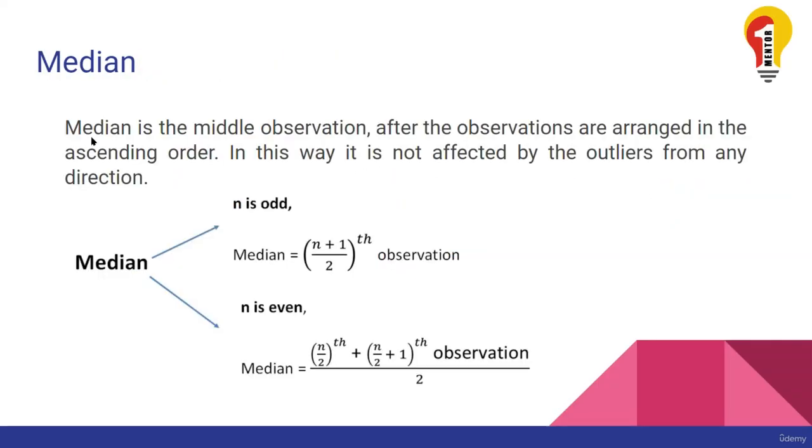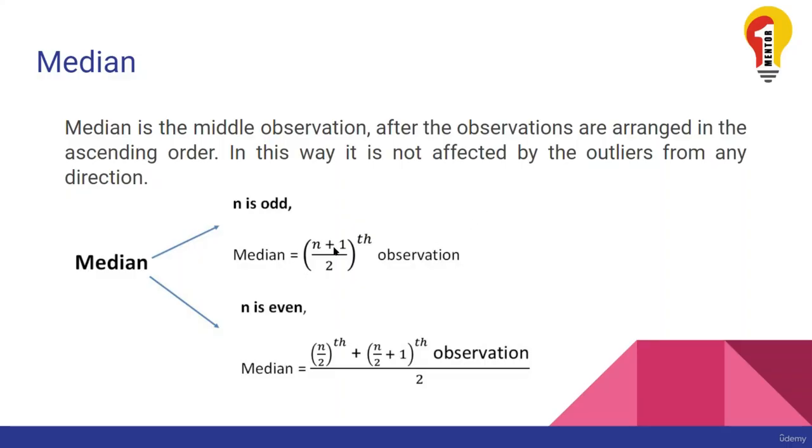So let's look at the definition before going into the formulas. Median is the middle observation after the observations are arranged in ascending order. In this way, it is not affected by the outliers. Now, how does it do that? Let's just look at the formula for now.